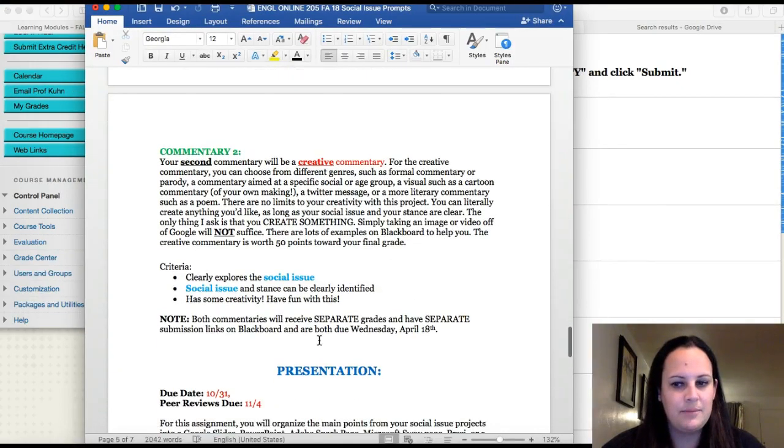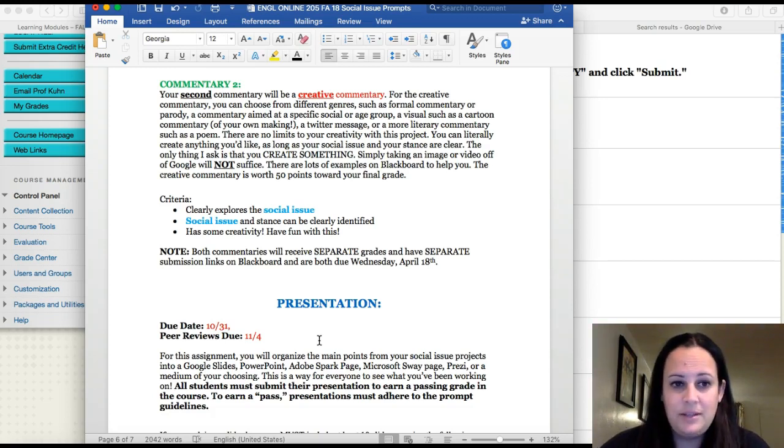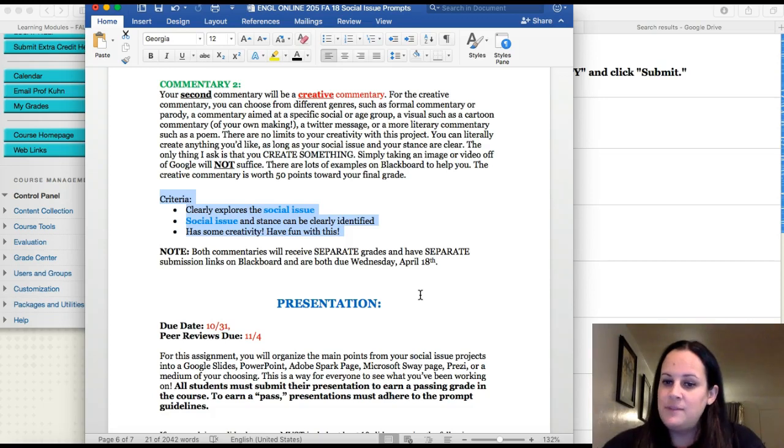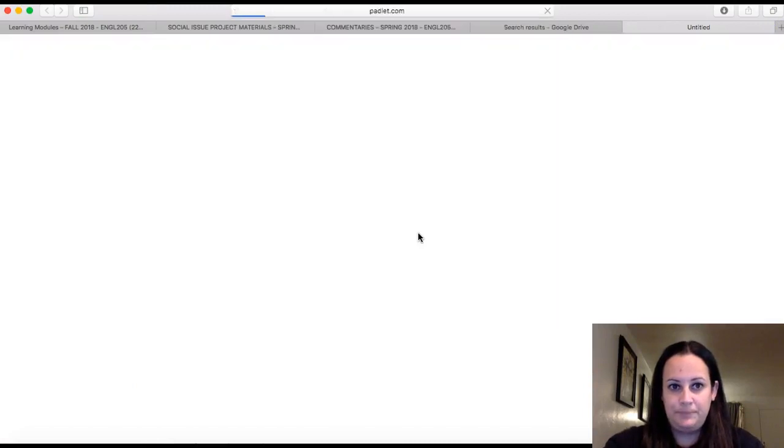Now let's look at the second commentary. This one is creative. You can choose from different genres, really anything you want. Here are the only 3 criteria. You need to clearly explore your social issue. Your social issue and stance need to be clearly identified, and it needs to be creative. Have some fun. And so what I'd like to do at this point is show you the page where you'll be posting your creative commentary, and also where all of your samples are going to be.